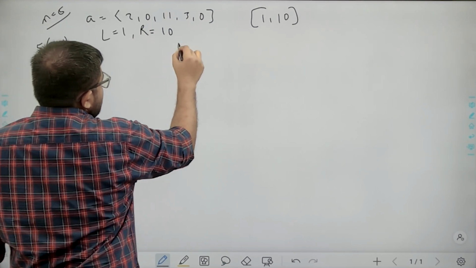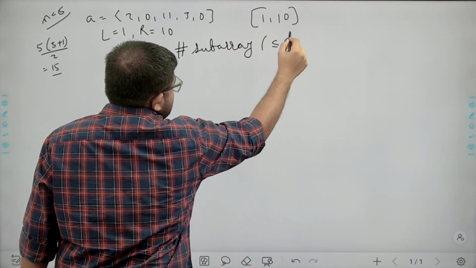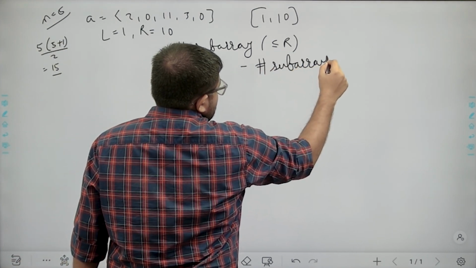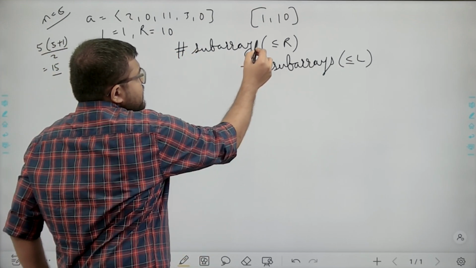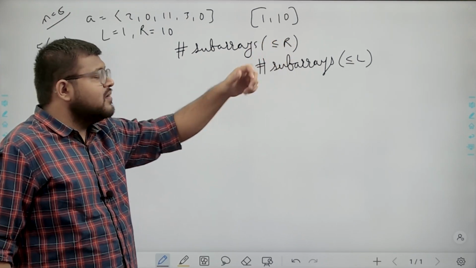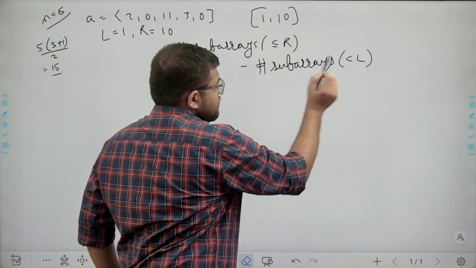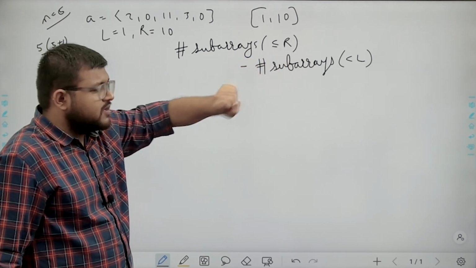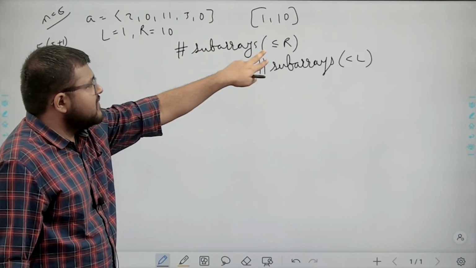So what I can do is count the number of subarrays where values are less than or equal to R, minus the number of subarrays where values are less than L. See, if I calculate the number of subarrays where values are less than or equal to R, then I will have such subarrays where all the values are less than or equal to R. Okay, just a second, the second one will not be less than or equal to, it will be less than L. So here I will calculate the number of subarrays where the maximum value is less than or equal to R. This will return all the subarrays in which the values are less than or equal to R.